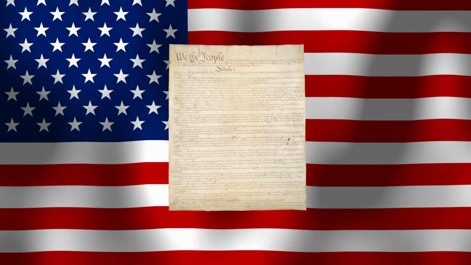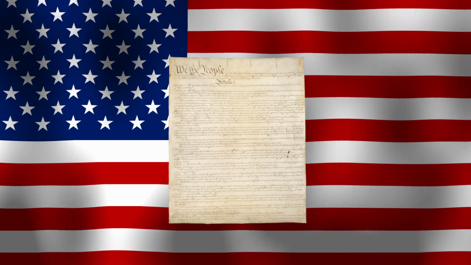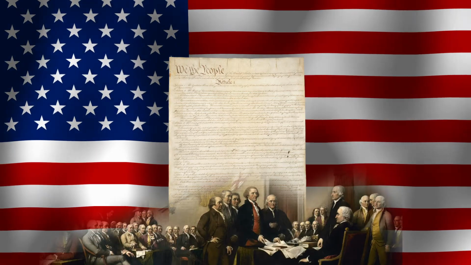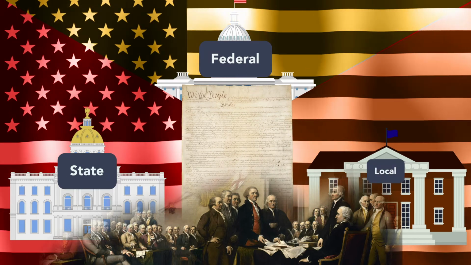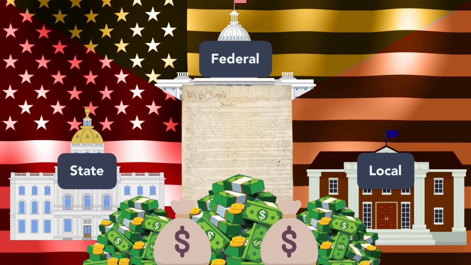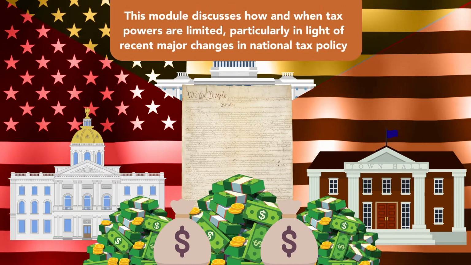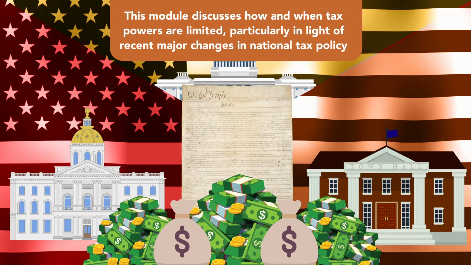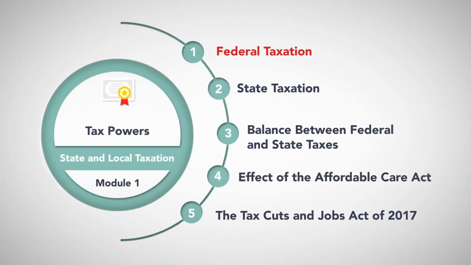American democracy functions on the doctrine of separation of powers carved out in the U.S. Constitution. In the Federalist system established by the nation's founding documents, jurisdictional boundaries create clear divisions. Federal, state, and local governments all have the authority to levy taxes, but this power is limited. This module discusses how and when tax powers are limited, particularly in light of recent major changes in national tax policy.